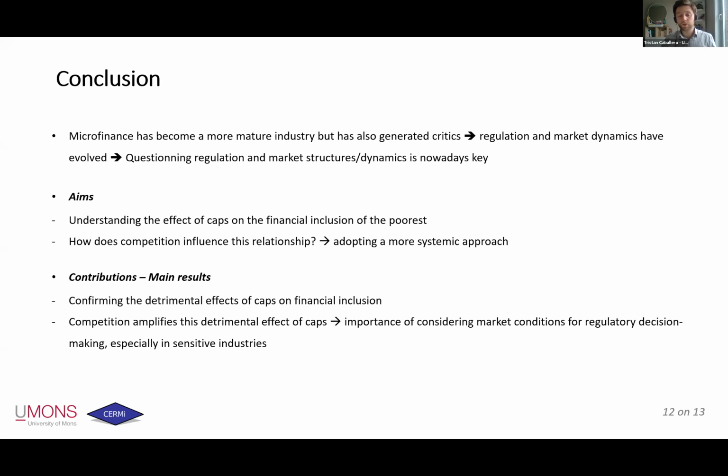So the paper aimed at trying to understand the effects of a specific regulation, implementing interest rate restrictions, and try to replace it in the market condition context that it is applied in. And the contributions of the paper are to first confirm the intuition or what was suggested by the literature with a large econometric study, but also to go one step further and see that actually competition in this case is very important to consider for deciding the implementation of this kind of restriction and its outcome in a kind of sensitive industry, just like microfinance.